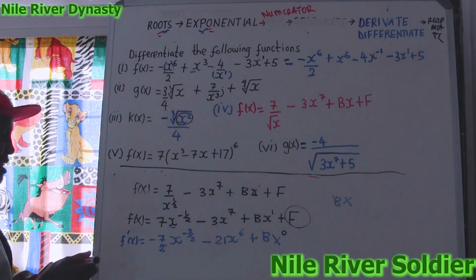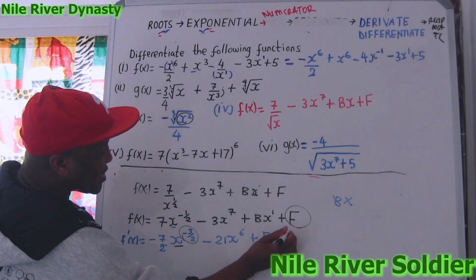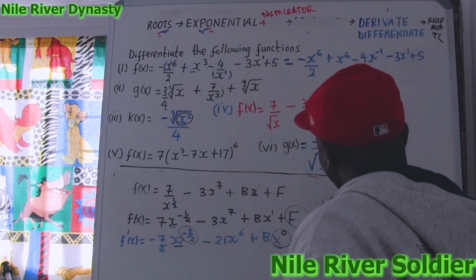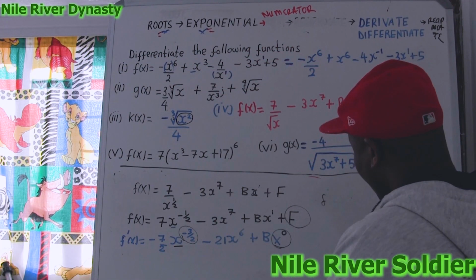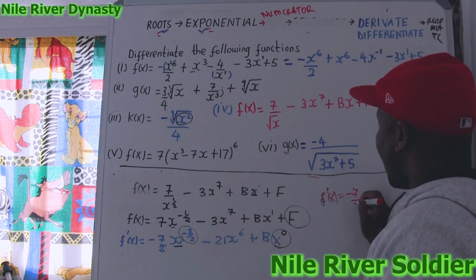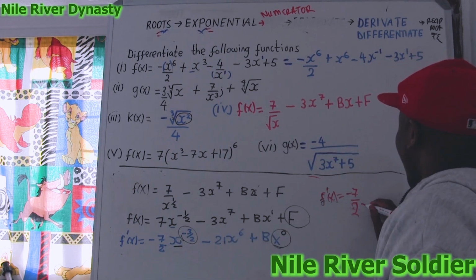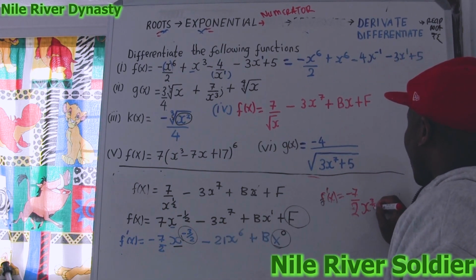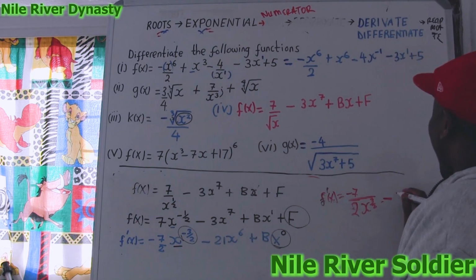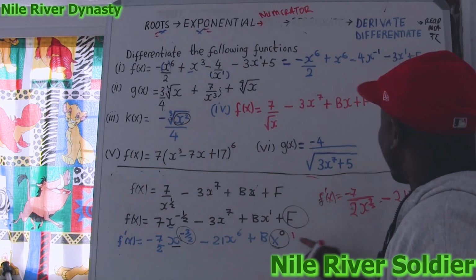But we can leave our answer like this. This must go to the bottom, and the negative one must go to the bottom, but the positive one don't bother. And we know this number power 0 equal to 1. So finally, I can just write here, so our f prime equal to negative 7 over 2, and this is going to come to the bottom, it's going to come x to the 3 over 2. Why both to the bottom? Because this is positive. And then minus, sorry, my handwriting, minus 21 x power 6, and then plus b times the number power 0 equal to 1, so b times 1 equal to b.